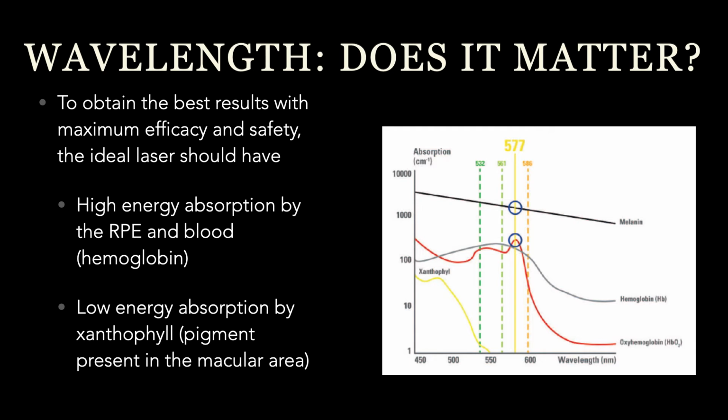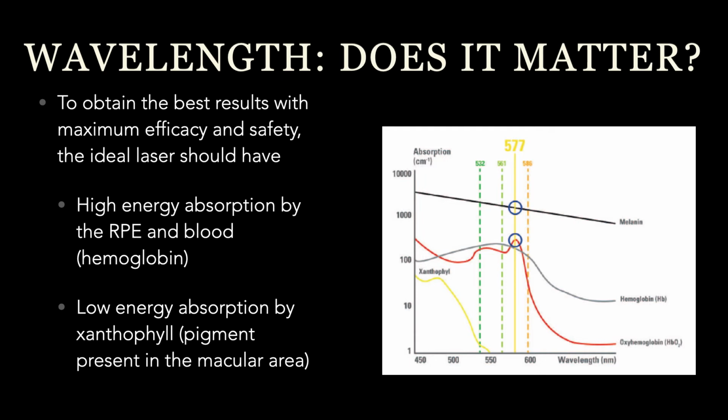And you can see here that with the 577 laser, there is an excellent absorption with melanin, an excellent absorption of hemoglobin, and here you have the xanthophyll. So this is really the yellow laser does not impact on the xanthophyll, whereas the blue and the green still have some absorption with the xanthophyll.